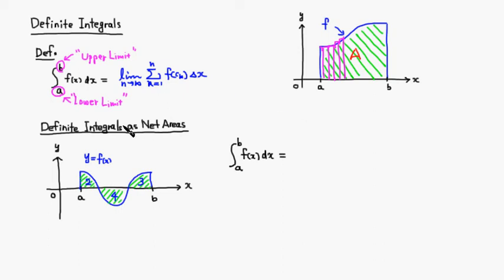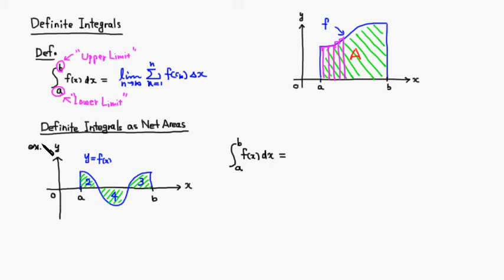All right, let's look at the next topic, which is the definite integral as net area. So what if the function goes below the x-axis? Then what happens to the definite integral? That's why we call the definite integral net area. Let's look at this simple example here.